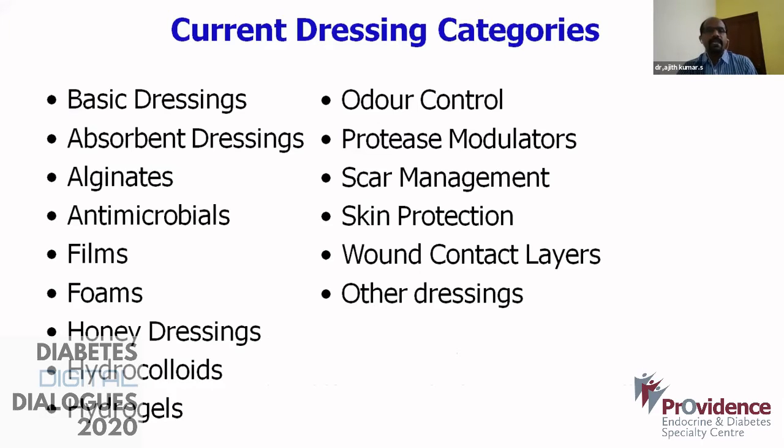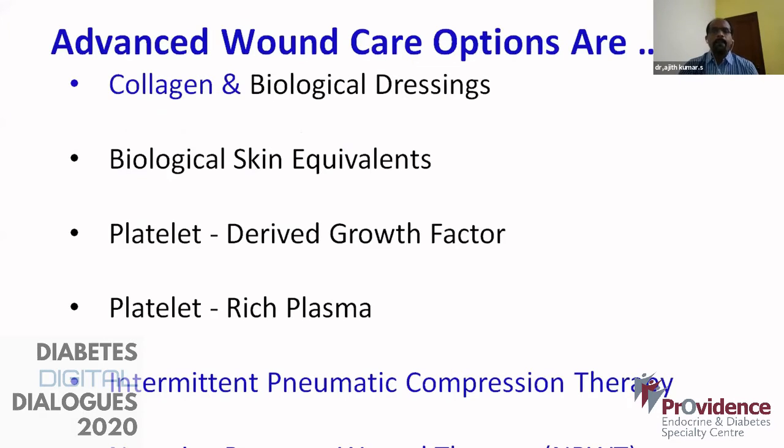The current dressing categories, a lot of things are available in the market. You and me know that. But as I said, based on the assessment of the wound, you have to choose the ointment, whether it is an absorbent dressing or the alginate, or whether it is foams, hydrocolloids. A lot of options are there, but you have to choose according to your experience.